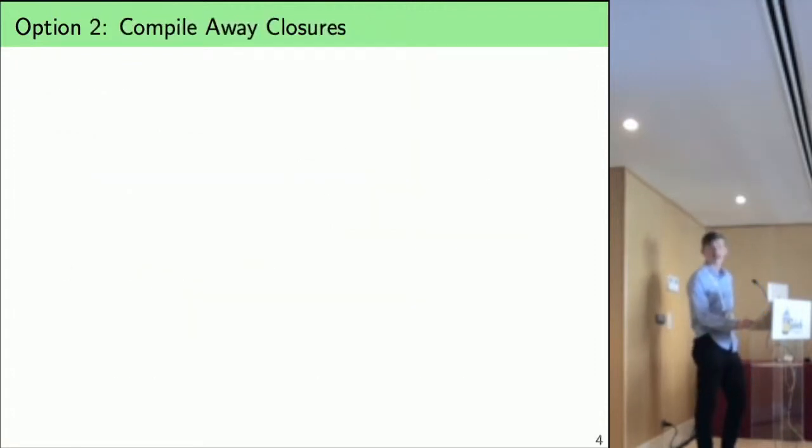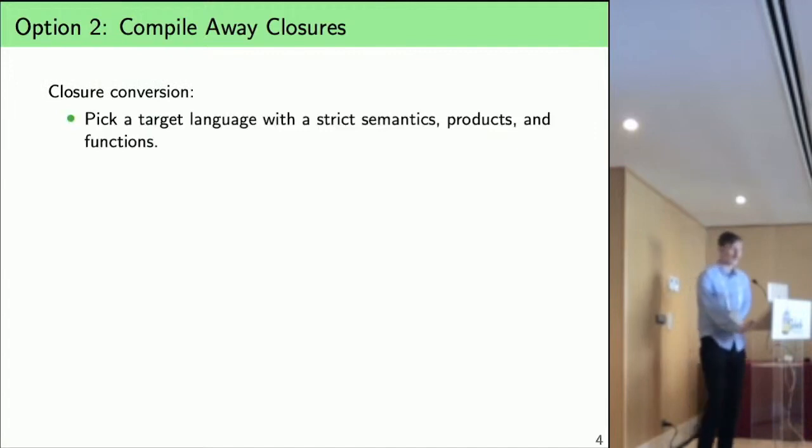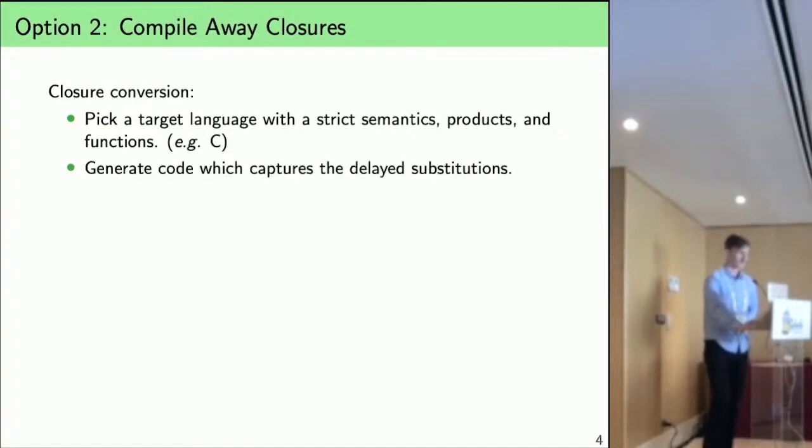That's in contrast to another option for implementation, which is to compile away closures. And we'll use a transformation called closure conversion, wherein we first pick a target language that has a strict semantics, products, and functions. C is a common example of a portable assembler.